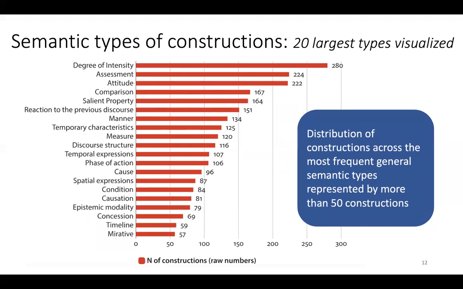This bar chart visualizes the 20 most numerous semantic types in the Russian Constructicon. Each of them is represented by more than 50 individual constructions. Constructions that encode degree of intensity, assessment, and attitudes are by far the most frequently attested, followed by the semantic types comparison, salient property, reaction to the previous discourse, and other.